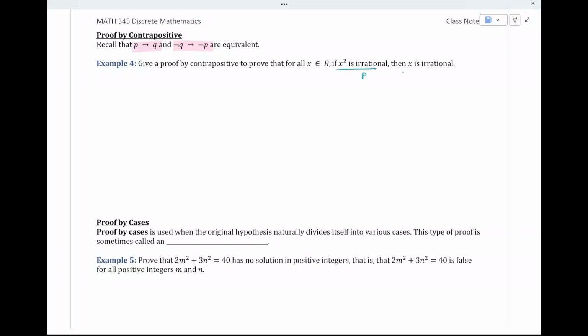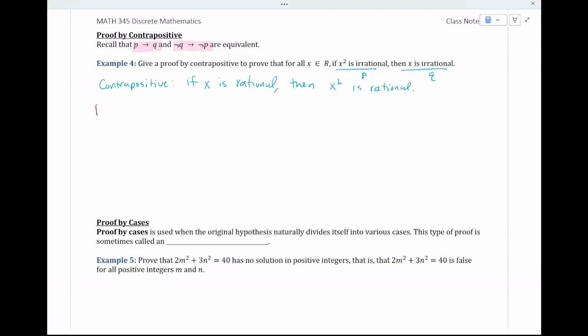So this is P and this is Q. Let's go ahead and write down what the contrapositive is. Contrapositive would be if x is rational, then x squared is rational. That might be a little bit easier to prove. What we saw in example 1 is if we start with something that's squared, it's really hard to go somewhere from that. But if we can start with x, then it's much easier to square an x. So if we start with our contrapositive, we're able to start with something that we know about x, which is going to be a little bit easier than starting with something that we know about x squared.